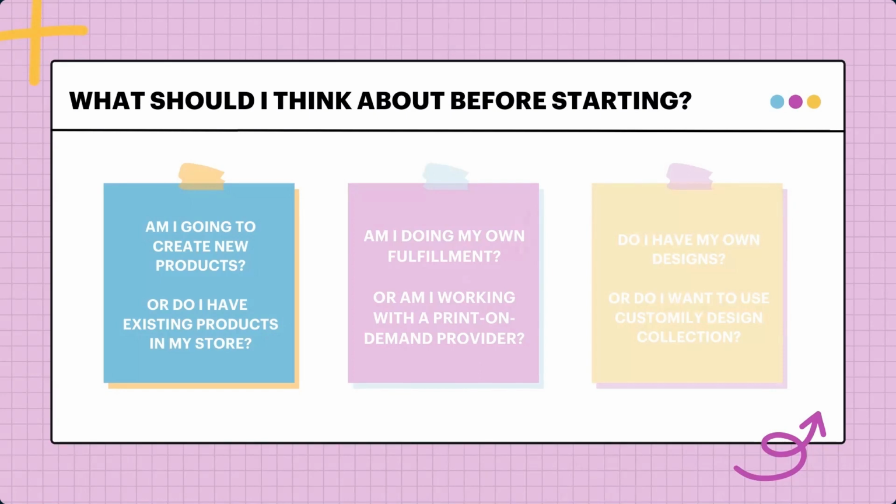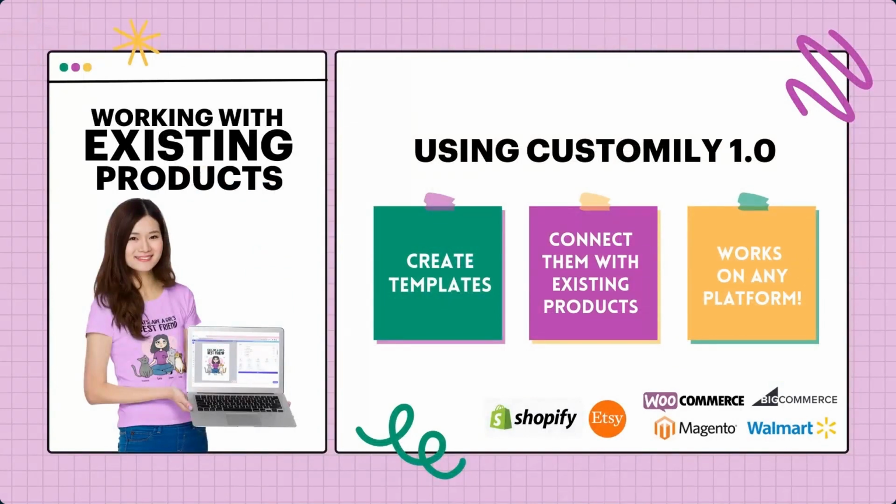If you're working with existing products, you will use what we call Customily 1.0. With this, you will be creating templates from scratch and then linking them to your existing products, all from the app itself. The options that your shoppers will use will be created automatically, so you don't need to worry about having to code anything. Now, this direct way of using Customily is available for all e-commerce platforms that we integrate with, and you can see them on the slide, as well as any custom coded store.